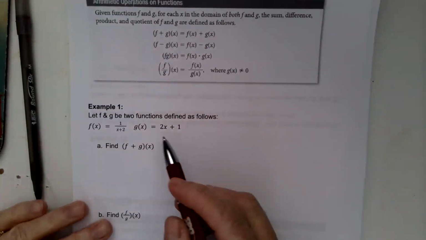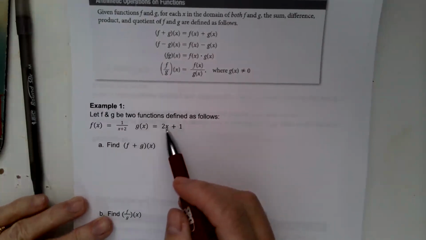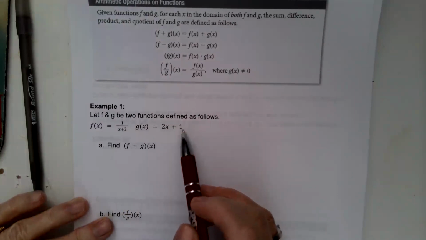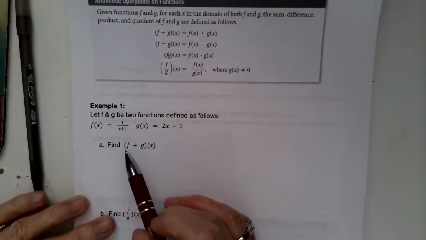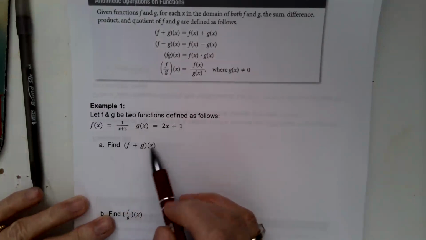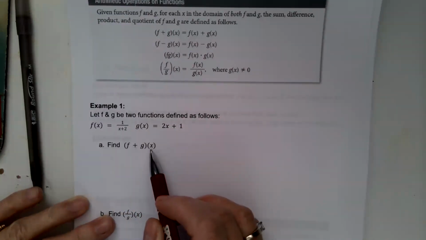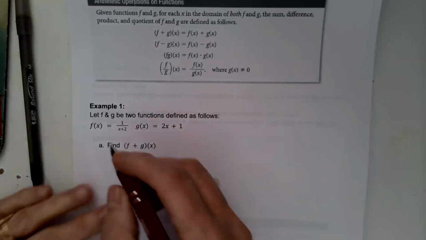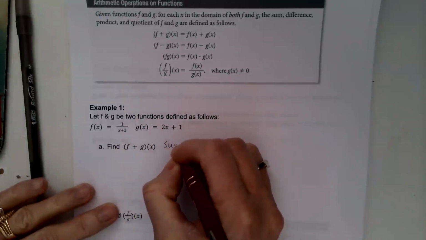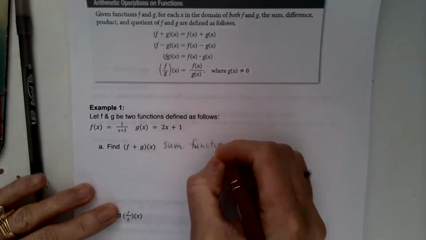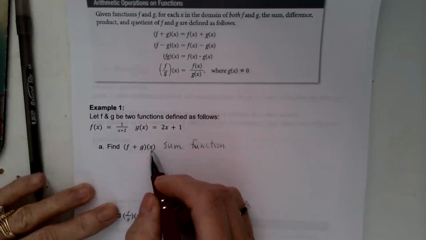Example 1 says, let f and g be two functions defined as follows. f is 1 over x plus 2 and g is 2x plus 1. A says find the addition of the two functions f and g. We're going to add them, and it just tells us that x is the input. There's no multiplication going on here. It just says I want the sum function, not S-O-M-E, but S-U-M.